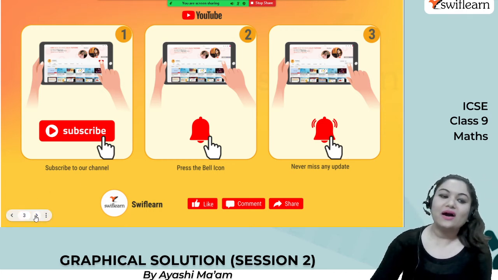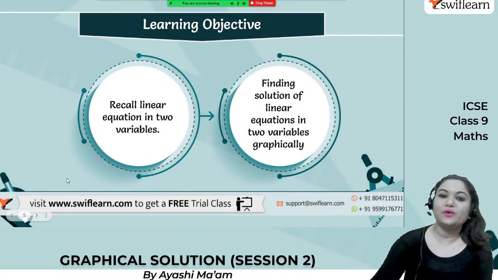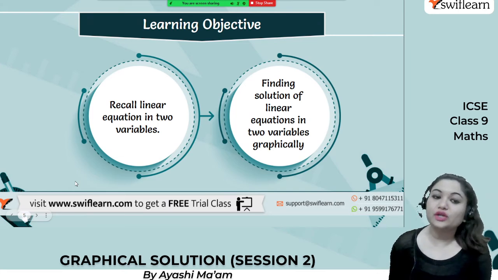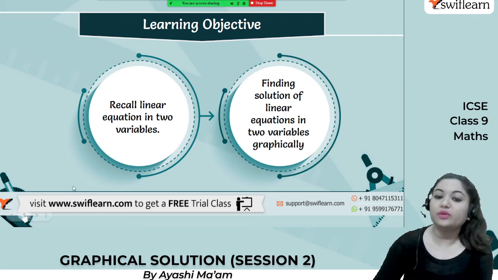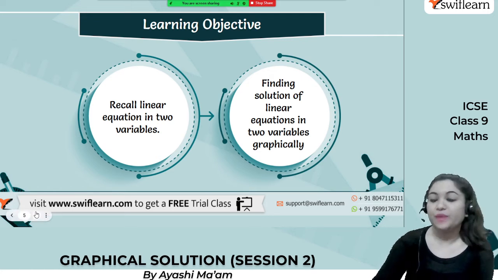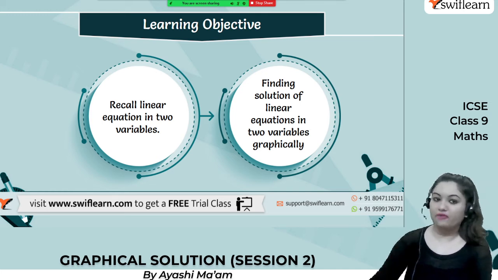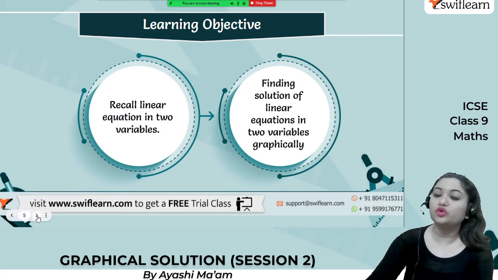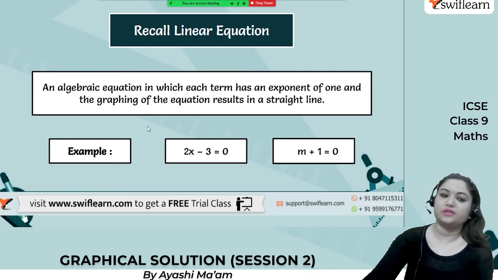All right, let's start with today's topic, that is graphical solution part 2. Our learning objective will include recalling linear equation in two variables and finding solution of linear equations in two variables graphically. What we learned in part 1 was the substitution method and the elimination method for solving linear equations, and we learned how to turn a linear equation into a straight line on the graph. Basically, we learned how to plot the straight line on the graph according to the linear equation.